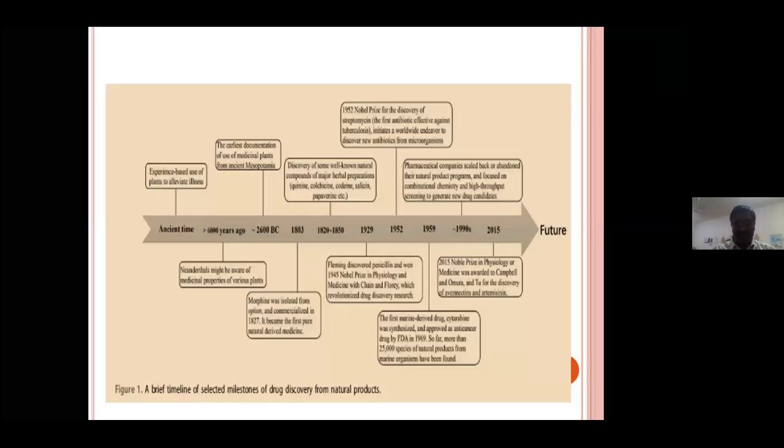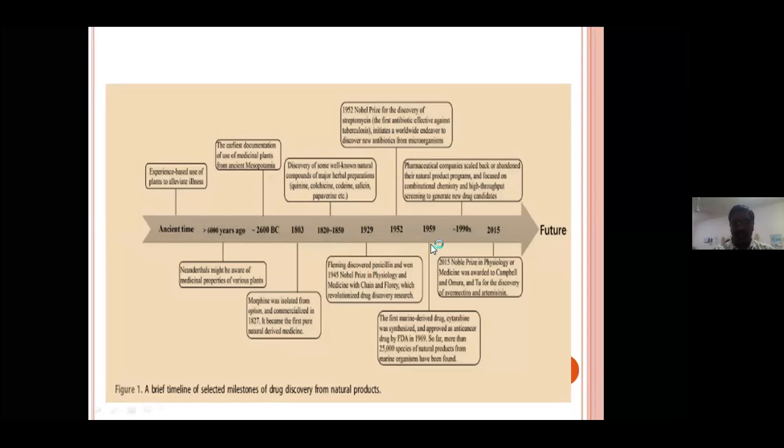This is just brief. I wanted you to know various milestones in the discovery of natural products. Morphine was isolated in 1803, and it was the first pure drug derived from a natural medicine. Then in 1822 to 1850, quinine, colchicine, codeine and papaverine were discovered. In 1929, Alexander Fleming discovered penicillin, followed by streptomycin in 1952, another antibiotic discovered from natural bioresources.